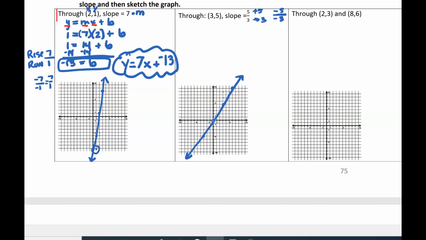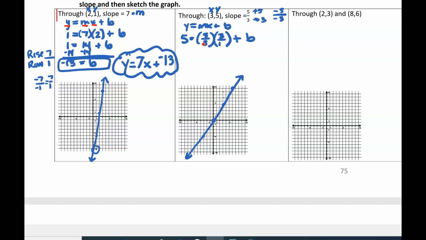Now this one looks like I have a y-intercept of 0. Let's use algebra to see if I'm right. So I'm going to write down y equals mx plus b, and then I've got an x value of 3, a y value of 5, and a slope of 5/3. So I'm going to say 5 equals 5/3 times x, which is 3. I'm going to write that 3 over 1 so that it makes multiplying easier with the fractions, plus b.